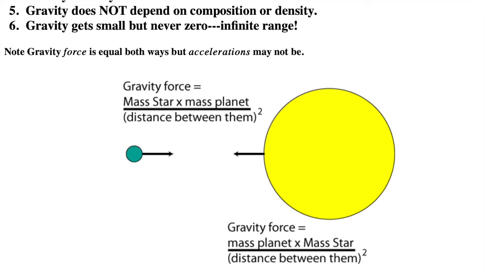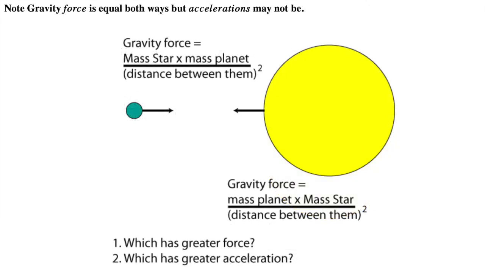The sixth characteristic explains why gravity is the most important force in astronomy. Although gravity gets small pretty quickly with the square of the distance, it is never zero. It has an infinite range. The bottom picture addresses a common misconception of astronomy students about the gravity between a planet and its star. The gravity force between the two objects is equal but opposite. Remember Newton's third law of motion. The gravity force formula also shows that the forces are equal in amount.